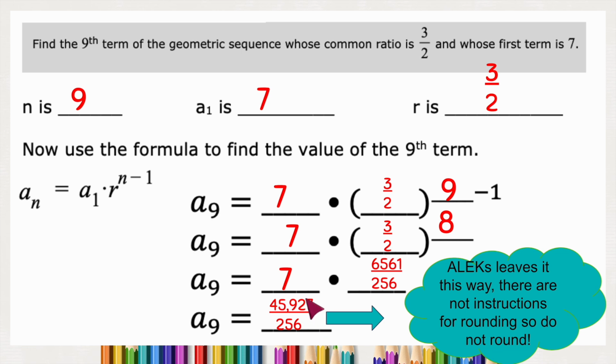They do not give me any rounding instructions on here, so do not do any rounding. If you do this division and end up with a decimal that you have to round, stop and go back to the fraction. This is exactly how Alex leaves it when I was looking at the answer key. They just leave it as this nice giant fraction. Even though it's improper, they don't mind. So just keep that in mind. It's one of the quirky things about Alex and how they accept answers, especially with rounding. If you're not given any instructions, don't do it.